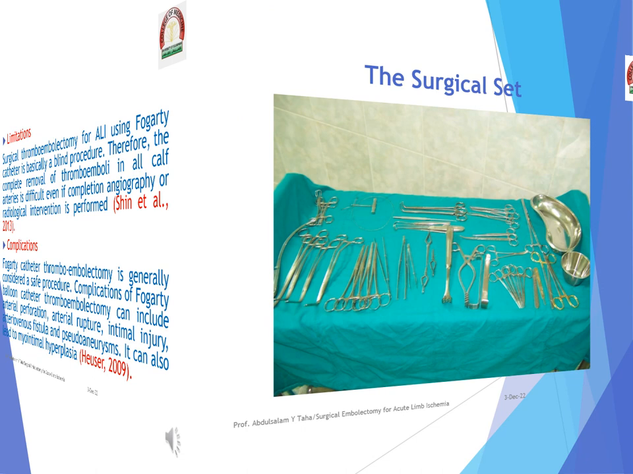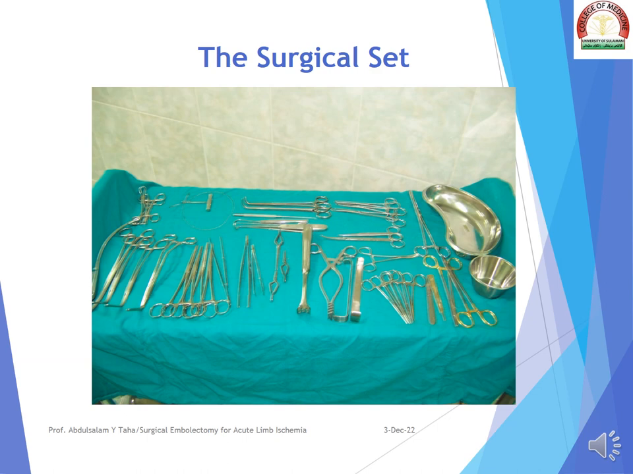The surgical set used in arterial thromboembolectomy is a simple set consisting of basic surgical instruments besides some vascular clamps.